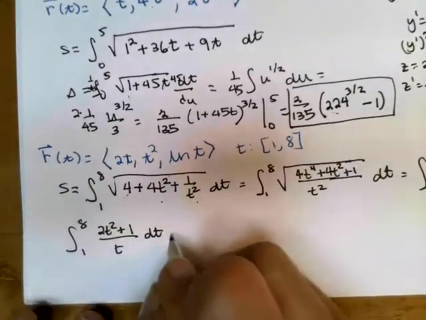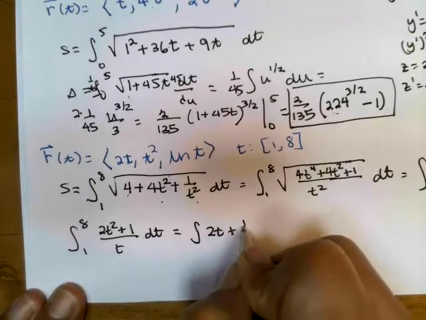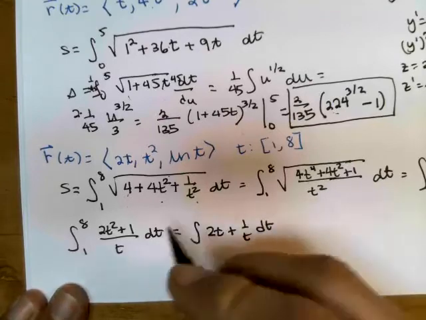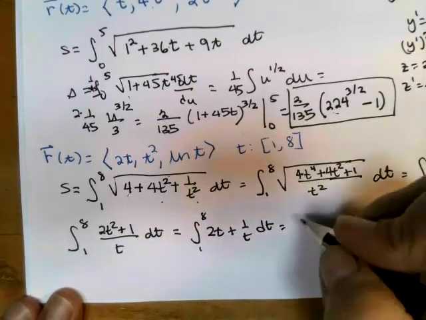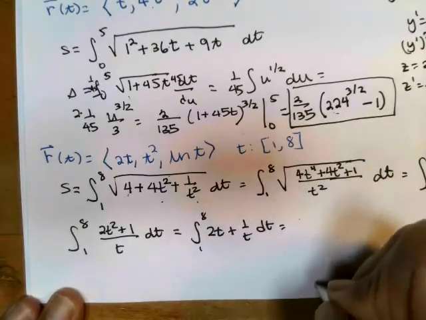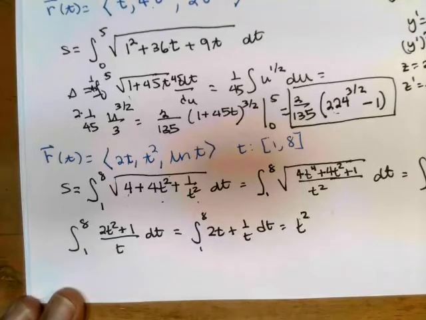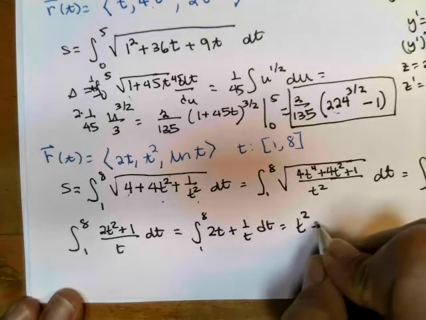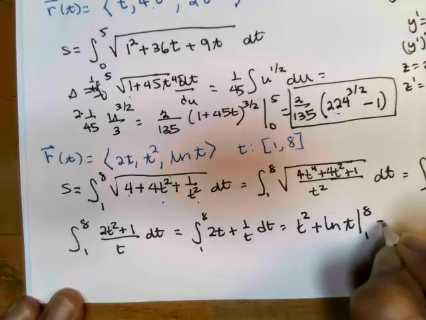Split it apart into 2 fractions. So I have 2t plus 1 over t dt. Same limits, 1 to 8. Here we go. Done writing my integral symbol. Here's the integral. So I'm going to get t squared over 2. We'll cancel that too. t squared. And then if I integrate 1 over t dt, that's going to be natural log t between 1 and 8. Oh my gosh, finally.